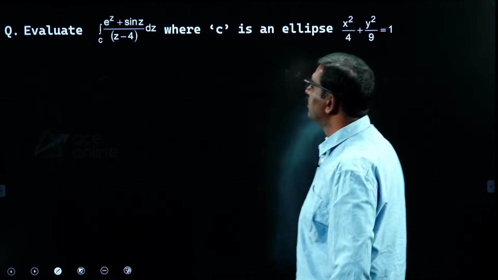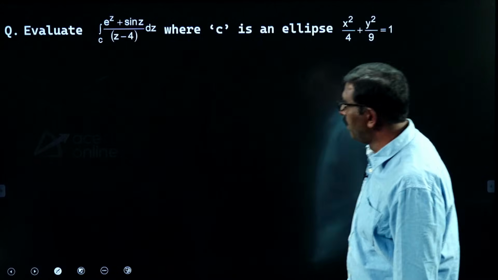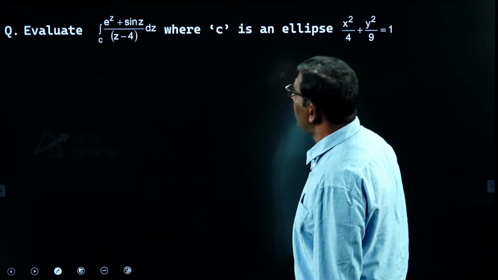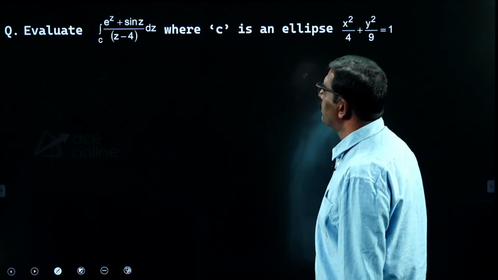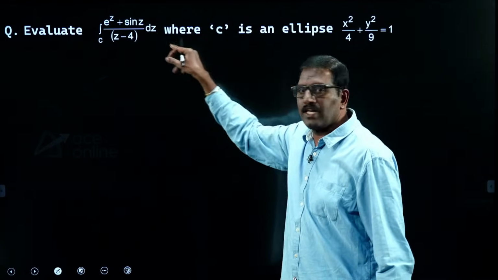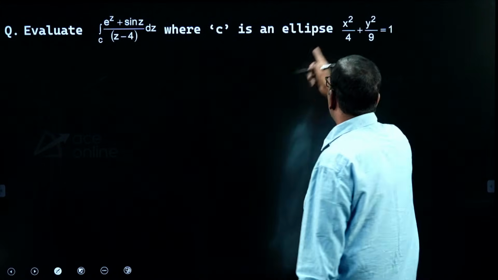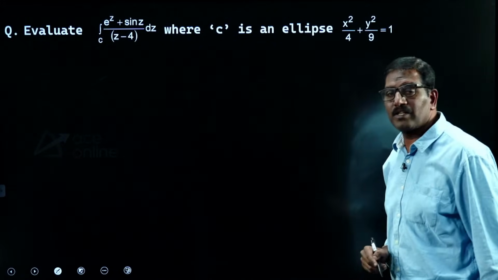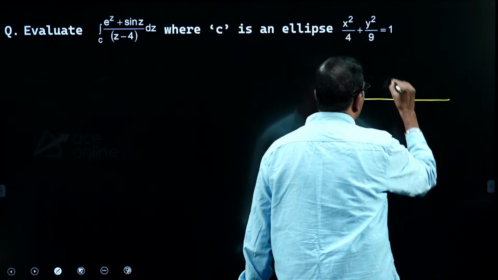Now, see this question. This is from complex variables. This is also a NAT question. The value of the integral over C of (e^z + sin z)/(z - 4) dz, where C is an ellipse. So, around the ellipse means C, along that path we have to integrate. So, what is that path? This is a closed path, that is an elliptical path. The elliptical path shape is also given.